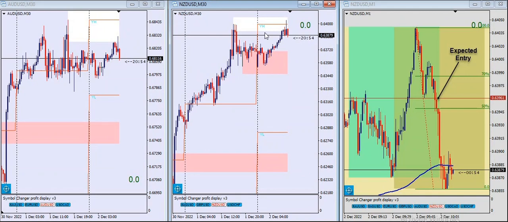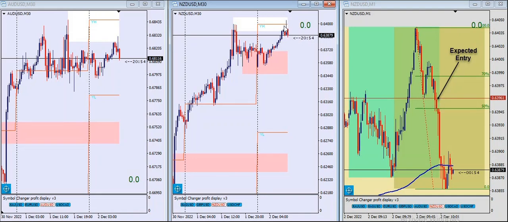That is exactly what happened. Look at it, NZD/USD took out the high, while AUD/USD refused to take out the high. That is divergence with correlated pairs. On the 1 minute time frame, this was supposed to be my entry.